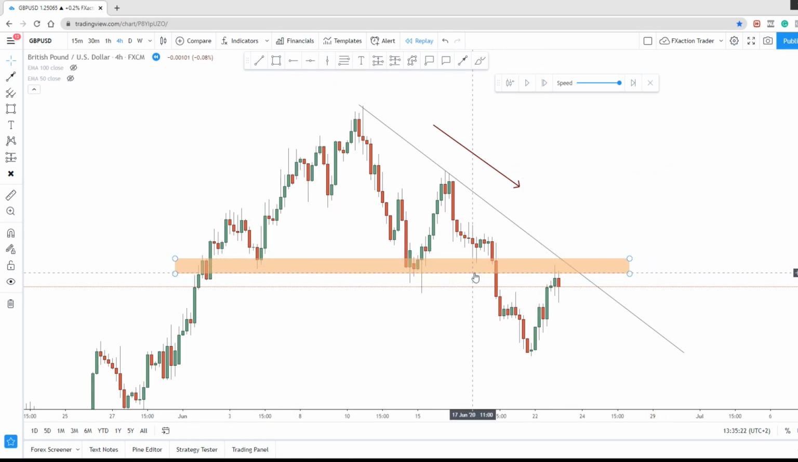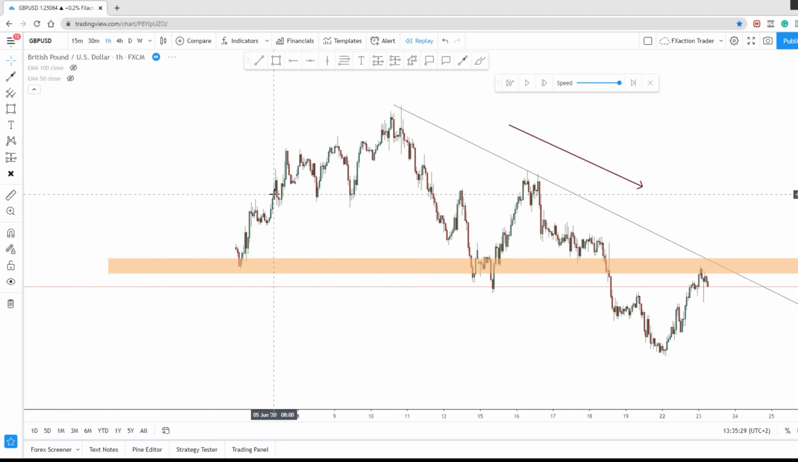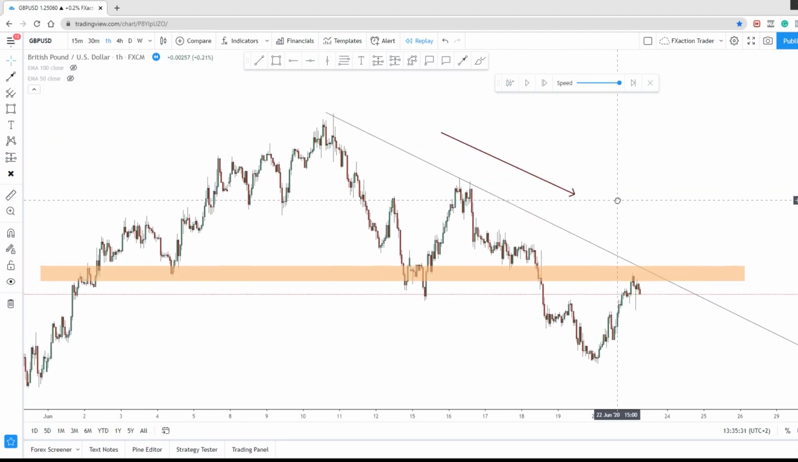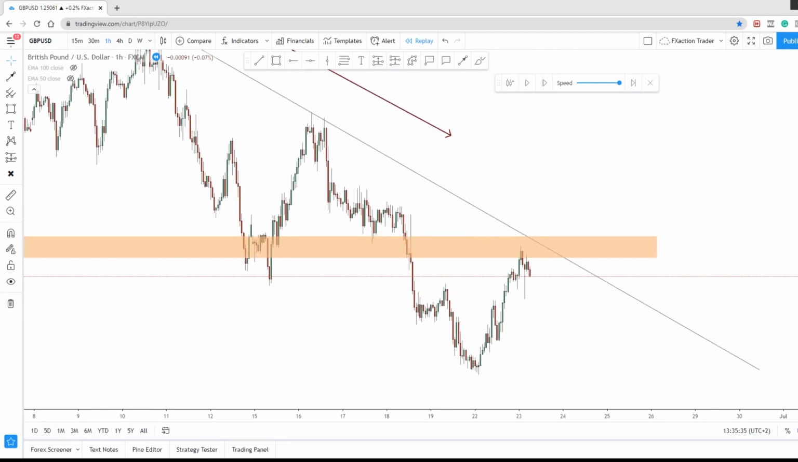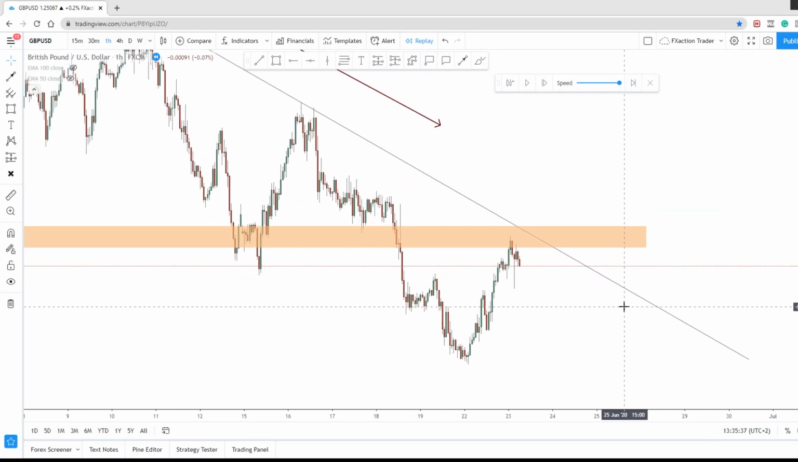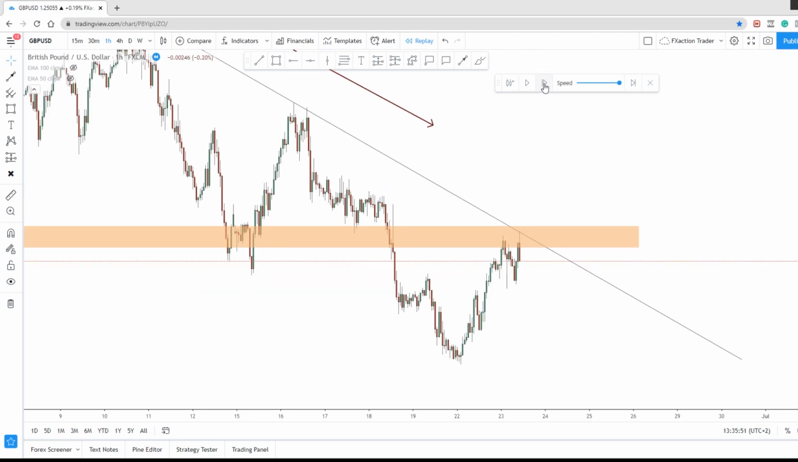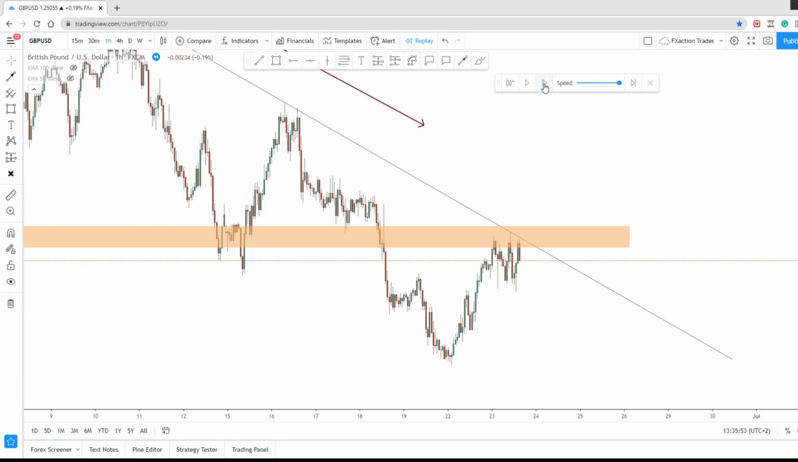Alright, after we have marked this zone and we have identified the direction on the higher time frame, we can always go to the lower time frame, in this case the H1 time frame, to look for a valid entry pattern. In the lower time frame, I will not take any buy trade or any buy pattern into my consideration, whereby I'll be only focusing on a short trade, or only on a valid sell signal. Alright, so let the market keep on going.